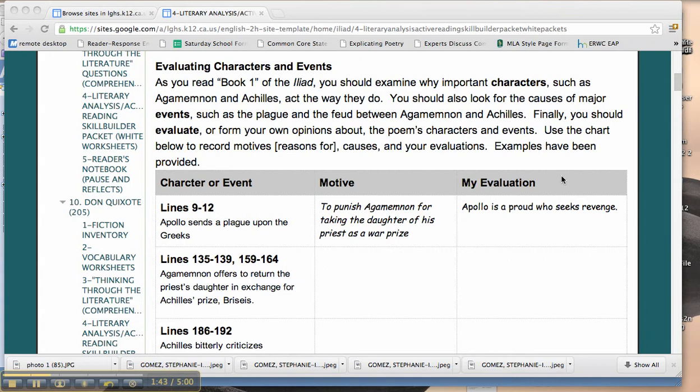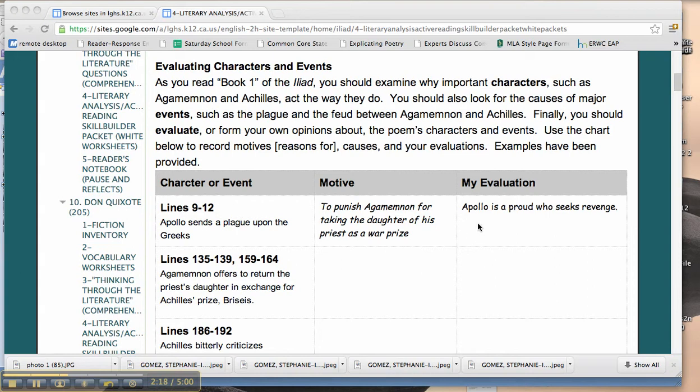So the first thing that you do is you look at the three columns. The first part is already there, the piece of information that is provided to you. For the first one, we're looking at lines 9 through 12, and this is again for Book 1. Apollo sends a plague upon the Greeks. That is actually what happened in the story. So we have to figure out a motive for it. Motive means reason. You have to figure out the reason why this happens. And this pretend student here put: to punish Agamemnon for taking the daughter of his priest as a war prize.